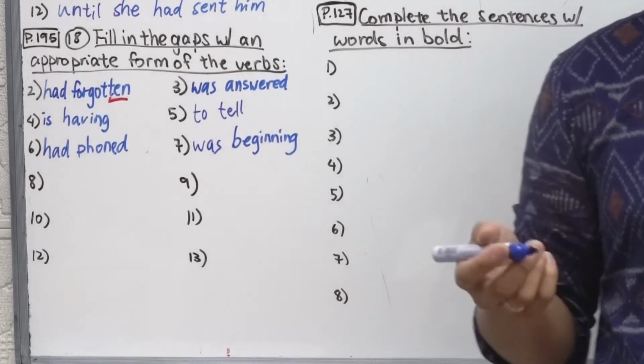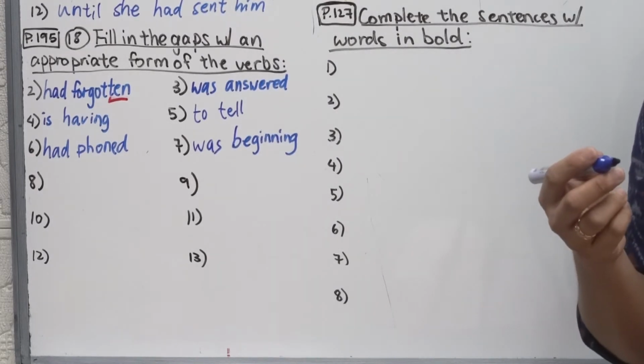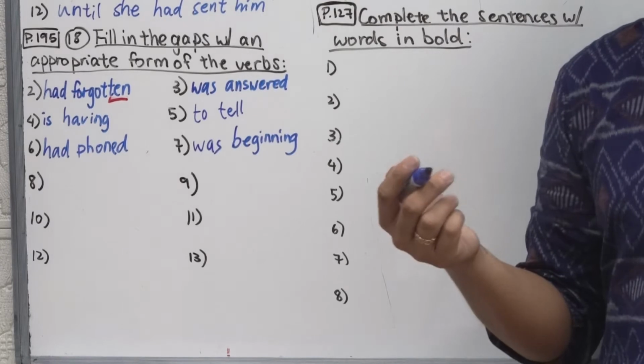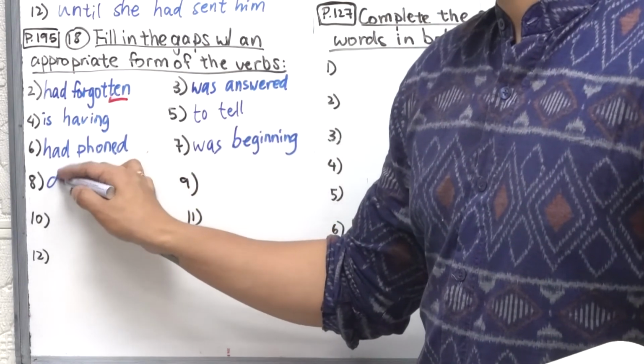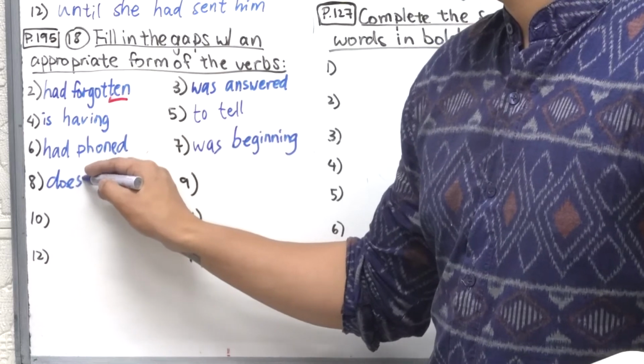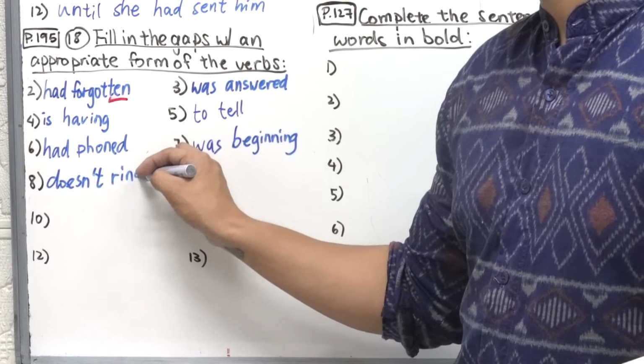So, "If he blank back in 2 minutes," not ring. If he does not ring, if he doesn't ring, right? If he doesn't ring or does not ring, that means he does not give her a phone call back.